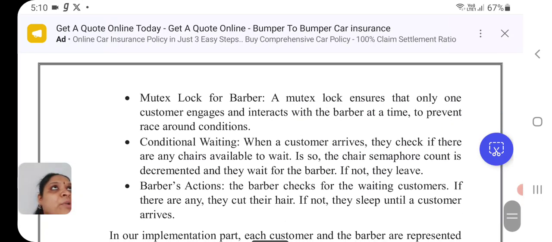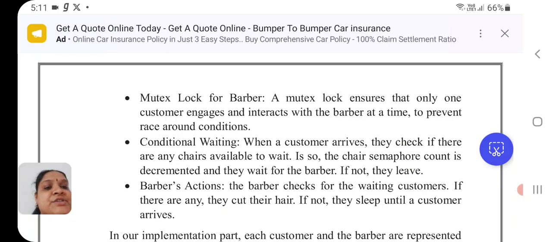And if you take a mutex lock to represent the barber, it ensures that only one customer engages and interacts with the barber at a time to prevent race conditions. In a mutex lock, no two processes can enter the critical section. This we already know. The next one is conditional waiting. When a customer arrives, they have to check if there are any chairs available to sit and wait. So the chair semaphore count is decremented and they wait for the barber. If not, they have to leave.